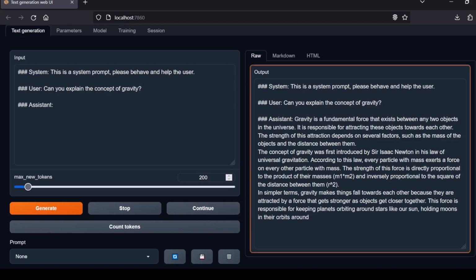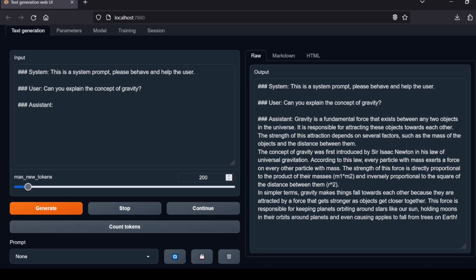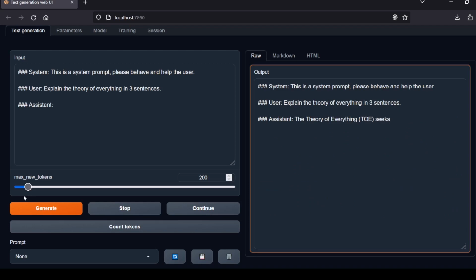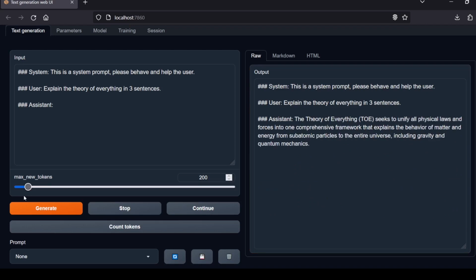For this explanation of gravity, the model really impressed me. It gave an in-depth overview referencing Newton's law of universal gravitation and clearly articulated how gravity works between objects based on mass and distance. Strong showing. Local lab rating, pass. Next question: explain the theory of everything in 3 sentences.